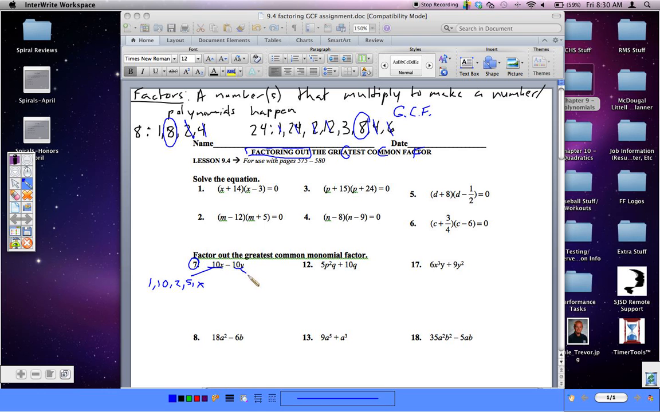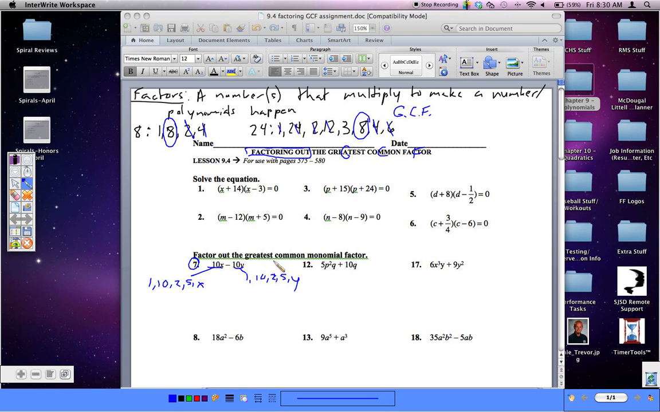Notice 10y would be very much the same. It would be 1 and 10 and 2 and 5, and then the y would add on the end, because it would also multiply in there to make 10y. 1 times 10 times y makes 10y. 2 times 5 times y makes 10y.